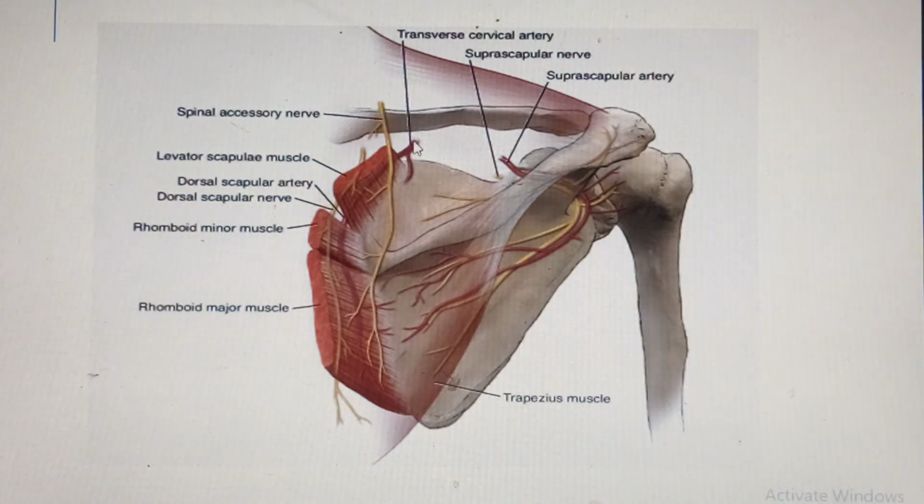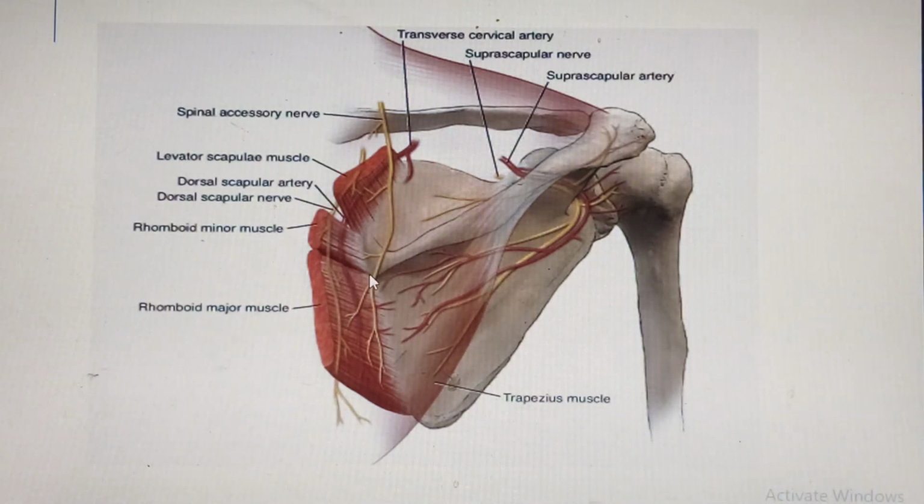Now we see that two main nerves will be running along the medial border. If you see the nerve running superficial to these three muscles, then that nerve is what we call the spinal accessory nerve, the one which is going to supply the sternocleidomastoid as well as the trapezius muscle. So this is that nerve, the spinal accessory nerve.